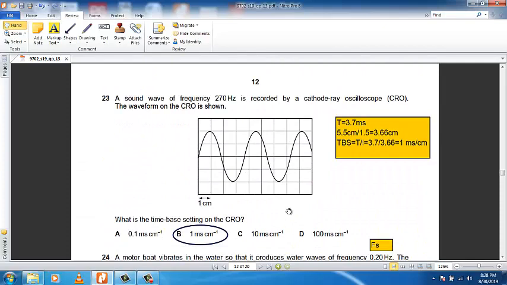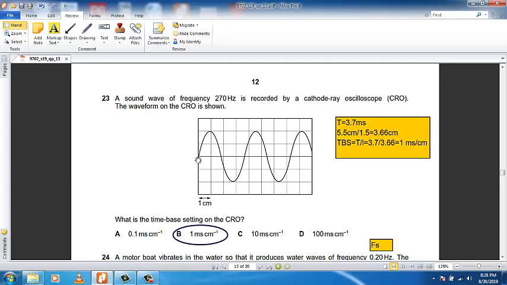Number 23 says that a sound wave of frequency 270 Hz is recorded by a CRO. The waveform on the CRO is shown. What is the time base setting of the CRO? So you can see that the time period is 3.7 milliseconds because we know the frequency is 270.